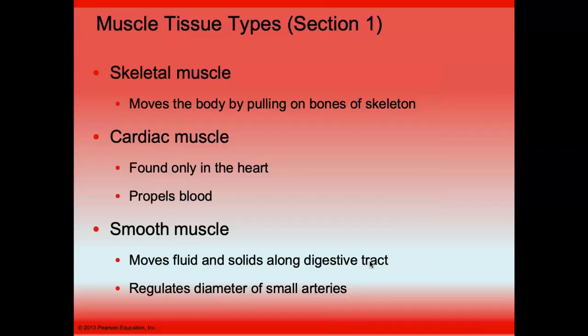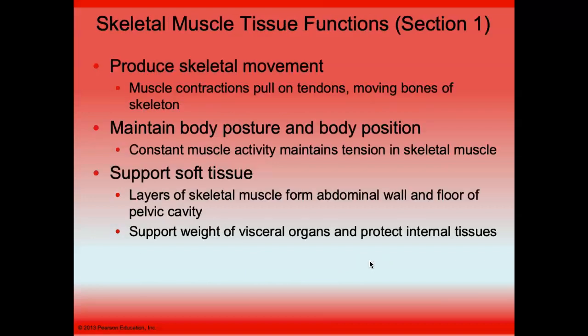Skeletal muscles move the body. Cardiac muscle is in the heart, and smooth muscle is found in internal organs to regulate movement along those organs, as well as regulate the flow of blood through arteries. Skeletal muscle produces movement, maintains body posture and body position, and supports soft tissue.